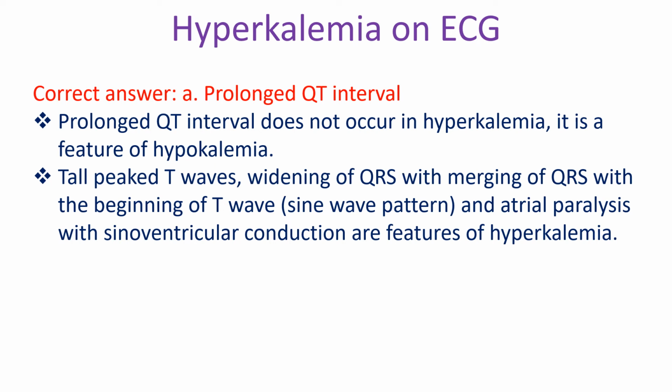Prolonged QT interval does not occur in hyperkalemia. It is a feature of hypokalemia. Tall peaked T waves, widening of QRS with merging of QRS with the beginning of the T wave, sine wave pattern, and atrial paralysis with sinoventricular conduction are features of hyperkalemia.